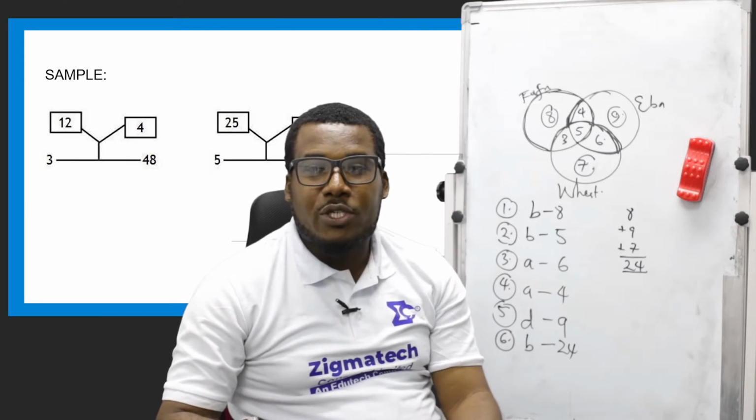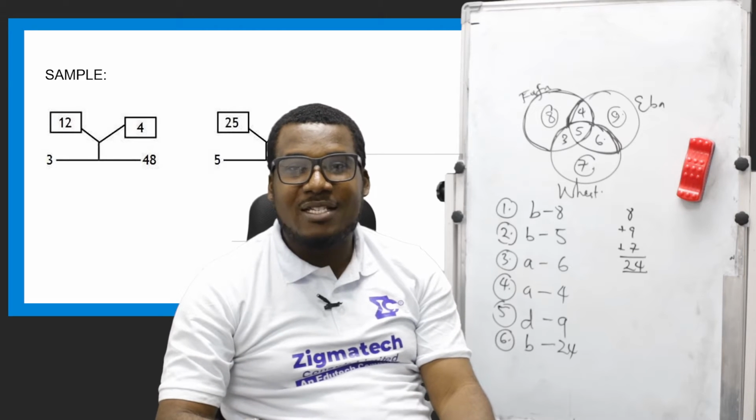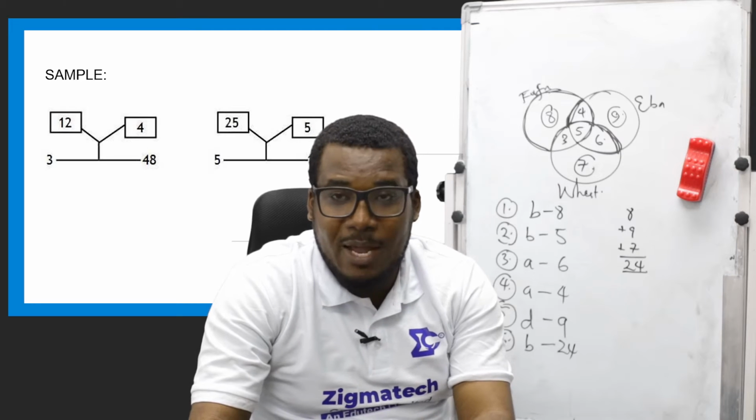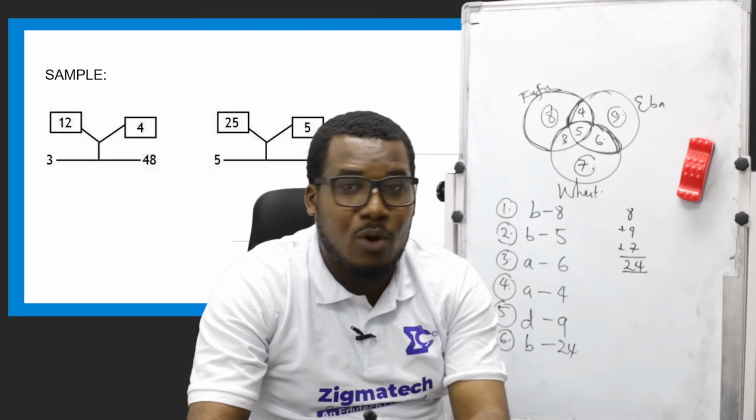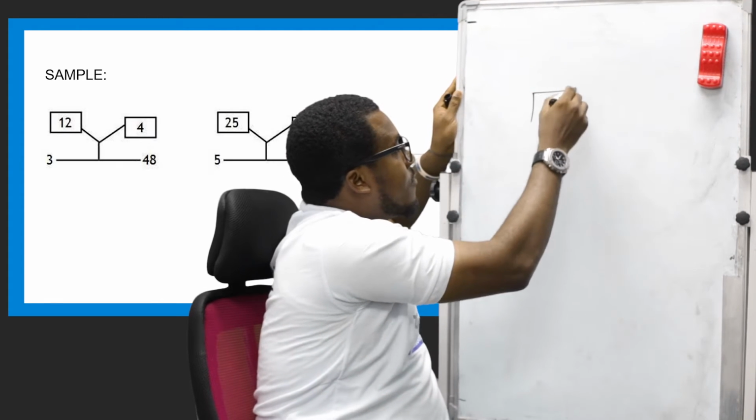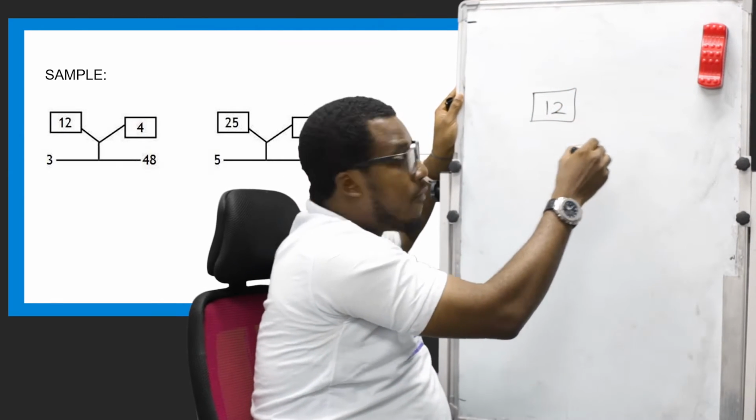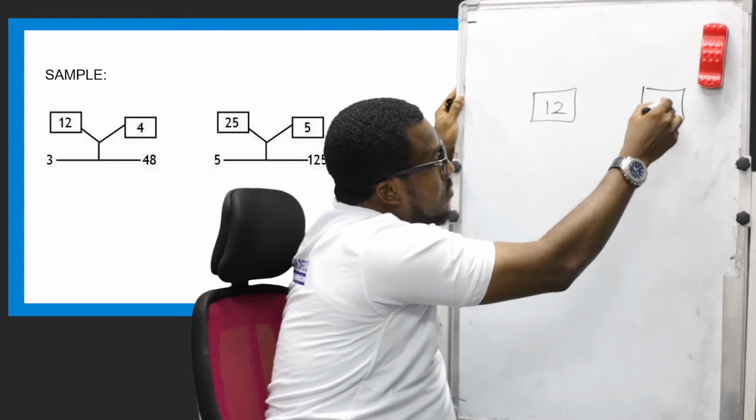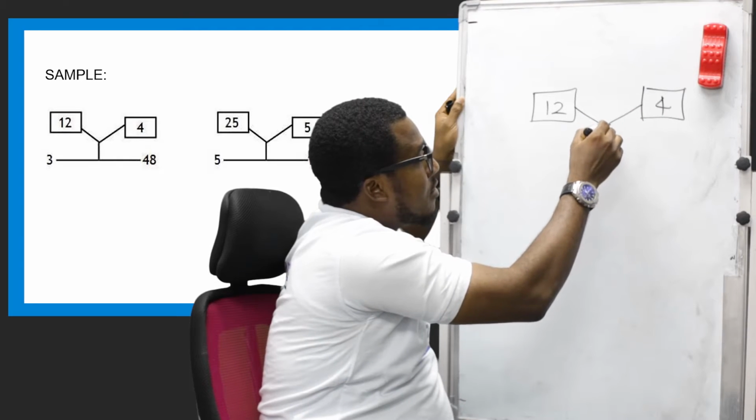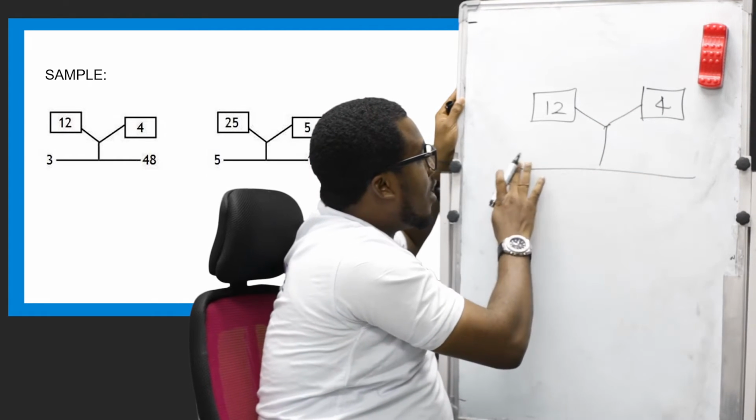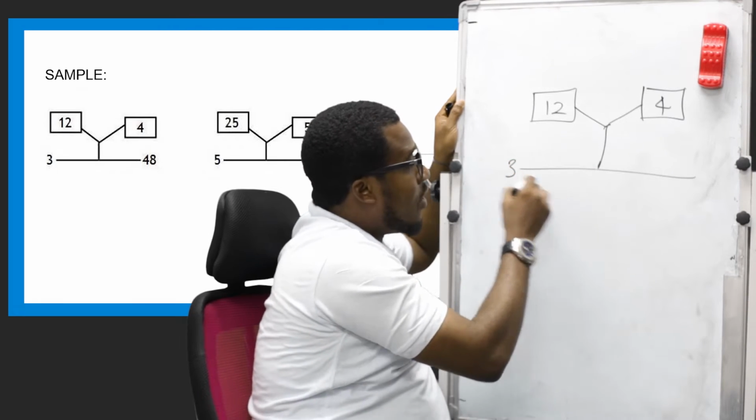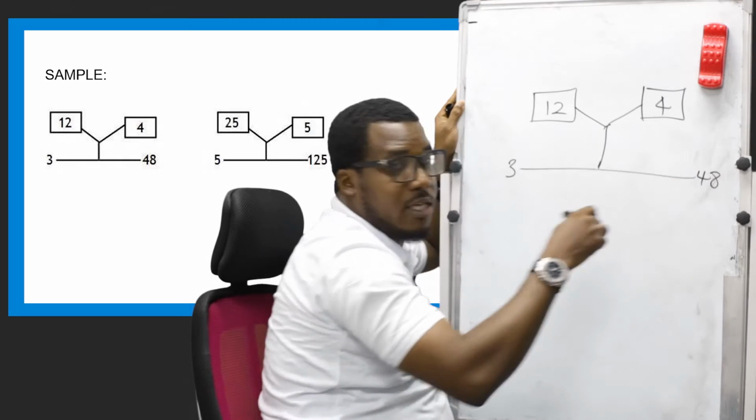Now we are given another question here. We are given a sample here. They say 12. With that sample there, let me just quickly describe what is going on the board. Now you're given 12, 4, then you're given the y-intercept that comes down to a linear line that has 3 over here and 48 over here.